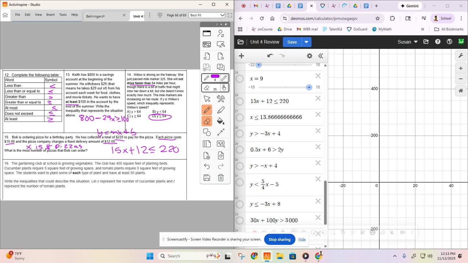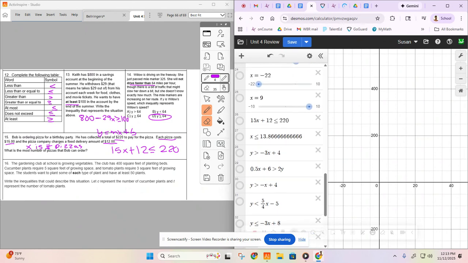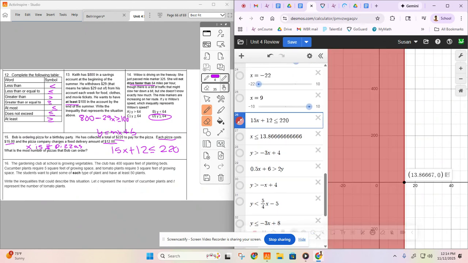I want to solve that, and let's just go look at Desmos for that one. 15x, here it is. I see that it's at 13.8 repeating. So let's just say that X is going to be less than or equal to 13.9. So that means he has to order less than 13.9 pizzas, so he can order 13 pizzas. I know that typically 0.9 you were taught to round up, but in this situation, if we went up to 14 pizzas, he would not have enough money.